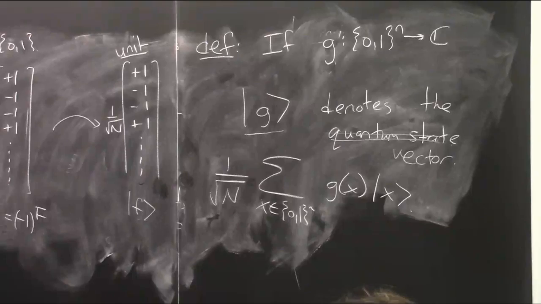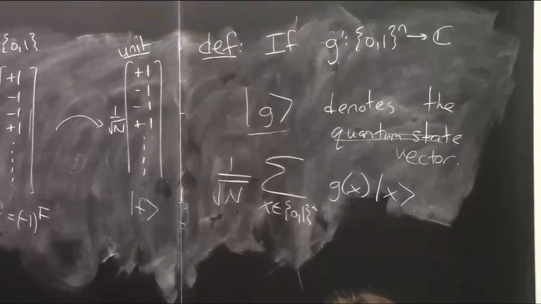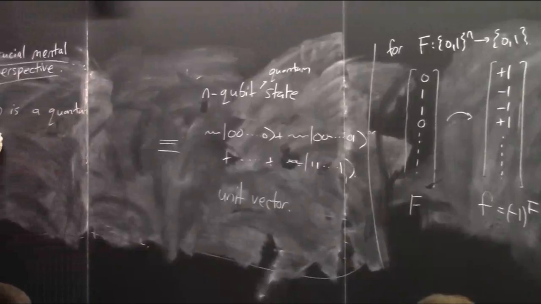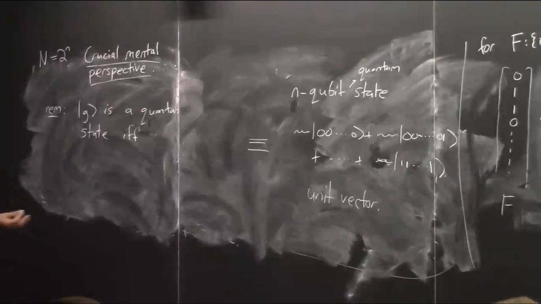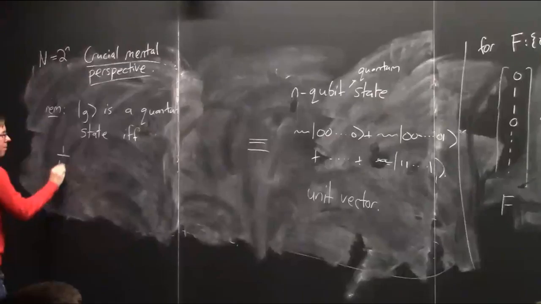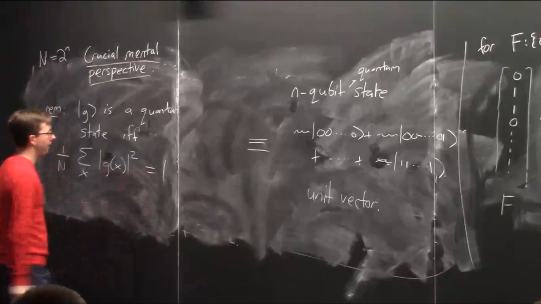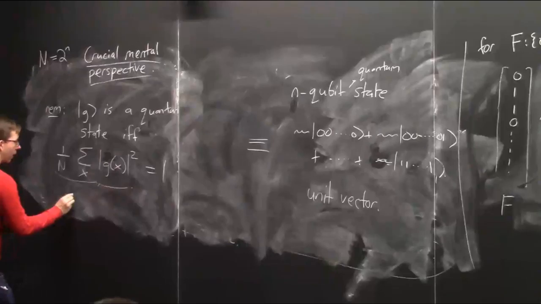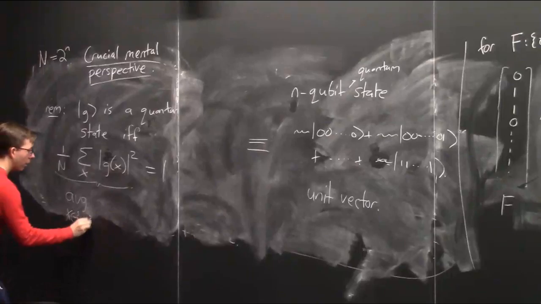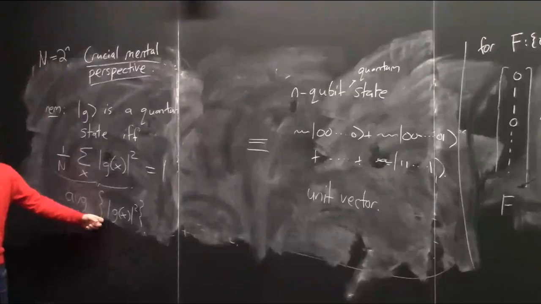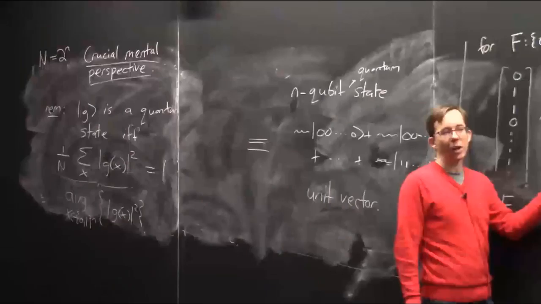Actually, let me just say what I said in response to the question. Yeah, this is a quantum state if and only if the sum of the squares of the magnitudes of the amplitudes is 1. So what is that? Well, it's 1 over capital N, sum over x, of the magnitude of g of x squared, equals 1. And I like to think of this quantity as the average over x, a Boolean string, of g of x squared. So this is going to be a quantum state if the average squared value of g is 1, as it is if g has range plus or minus 1, because then g squared is always 1. So in particular, its average is 1.